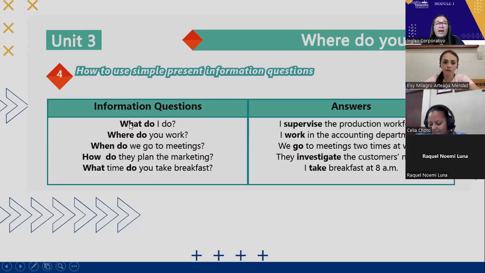Entonces, what do you do, en el caso que yo le quiera preguntar a alguien más, ¿y tú qué haces? ¿A qué te dedicas? What do you do? Yes. Entonces tenemos information word, auxiliary, subject, and verb. Déjenme conectar el computer que se va a morir. It's gonna die.